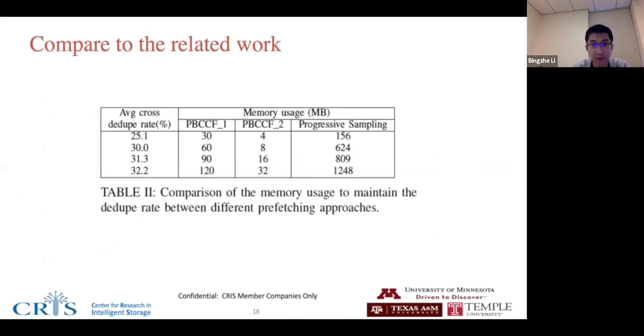Now, let's compare the memory usage needed to maintain the dedupe rates between different prefetching approaches. After the optimization, we can see the PBCCF2 saves at least 4 times memory while maintaining the same dedupe rate as the PBCCF1. And without considering better content correlation, progressive sampling requires at least 40 times memory to maintain the deduplication rate, as shown in the table.